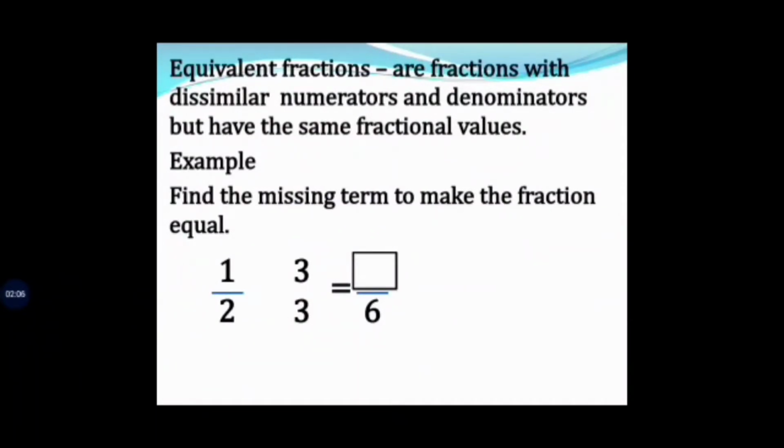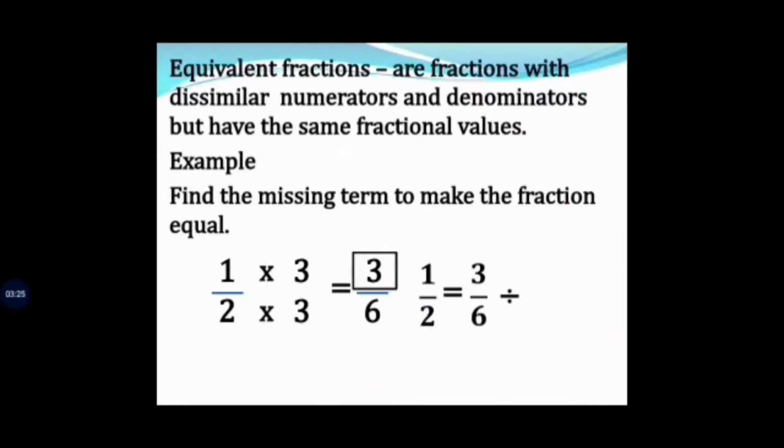After that, write the multiplication sign between 1 and 3 and also between 2 and 3. Next, we will multiply 1 times 3 equals 3. We are done finding the missing term which is inside the box. So 1/2 is equal to 3/6. The numerators and denominators are not the same. They are different, but they have the same fractional values.